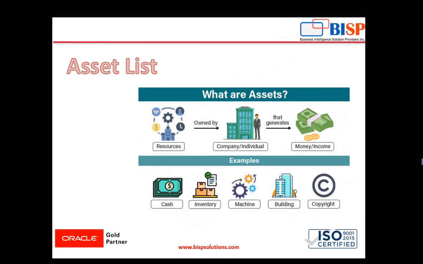So first of all, the meaning of the asset list is a register or ledger of a company's fixed assets, including items like machinery, vehicles, furniture, and office equipment. This list helps organizations maintain accurate records for financial reporting and internal asset management.